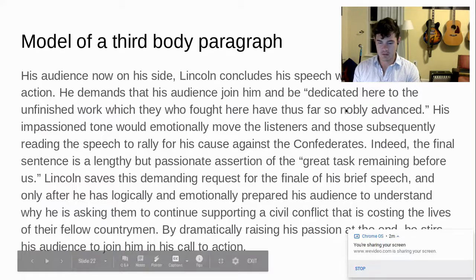His impassioned tone would emotionally move the listeners and those subsequently reading the speech to rally for his cause against the Confederates. Indeed, the final sentence is a lengthy but passionate assertion of the, quote, great task remaining before us, end quote. Lincoln saves this demanding request for the finale of his brief speech, and only after he has logically and emotionally prepared his audience to understand why he is asking them to continue supporting a civil conflict that is costing the lives of their fellow countrymen. By dramatically raising his passion at the end, he stirs his audience to join him in his call to action.